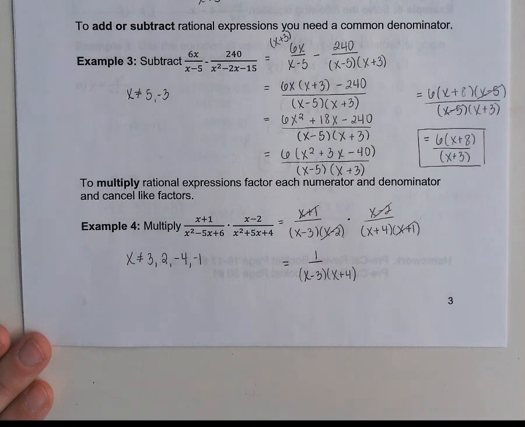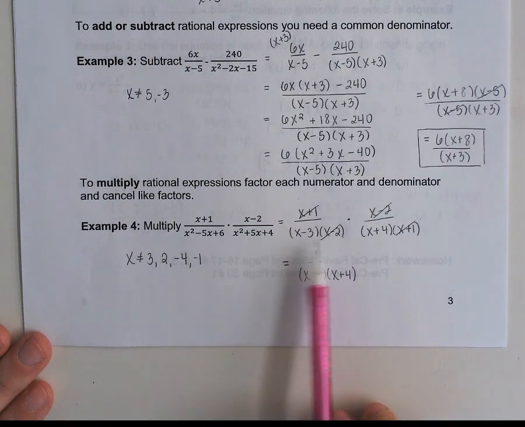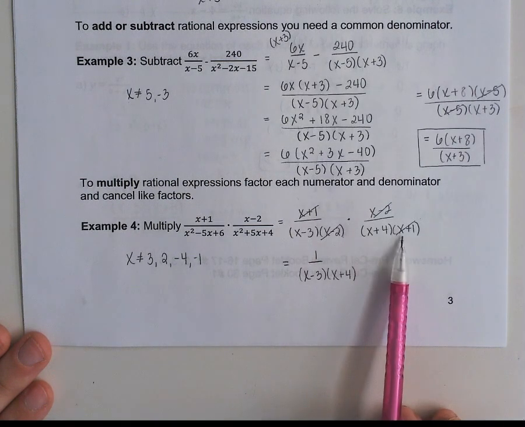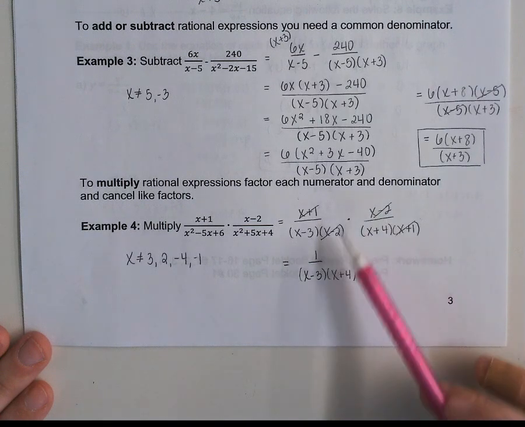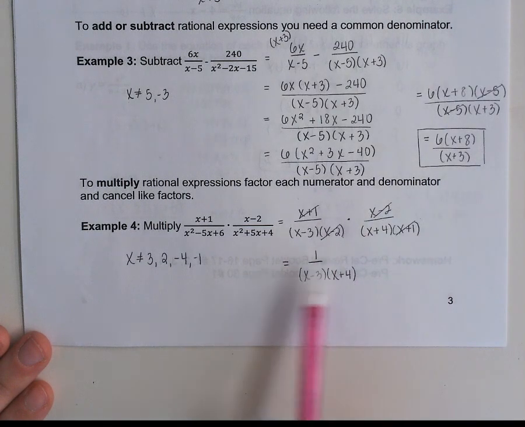this x minus 2. Before you do that canceling, I should have said you want to make sure you list your non-permissible values. So that's 3, 2, negative 4, and negative 1. Cancel everything that's in common, and you're left with your simplified expression.